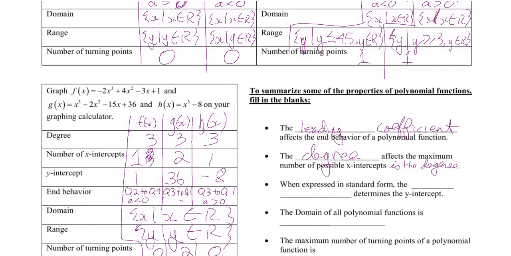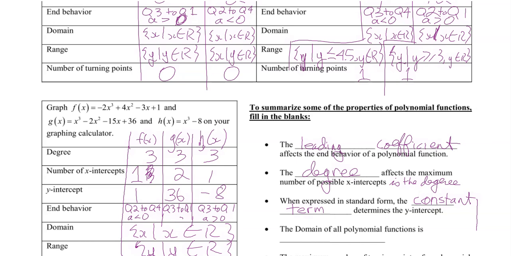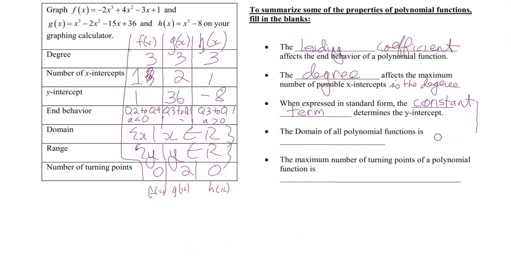When expressed in standard form, what determines the y-intercept? Constant term. So the constant term. Just that last number. If it's not there, so if you had like 7x cubed plus 6x squared minus 5x, and that was it, then it is there. It's just a zero. It'd be like plus zero. That would be the constant term. The domain of all polynomial functions ever is? Real numbers, so the set of all x that x belongs to real.